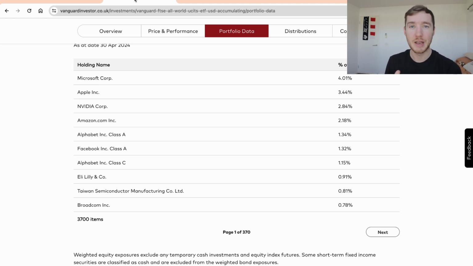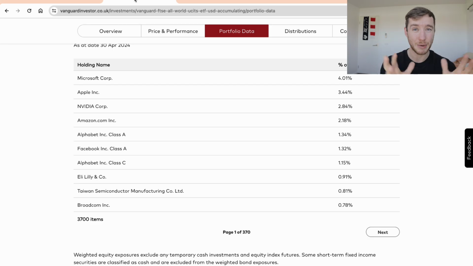So if those companies outperform compared to the rest of the world, which they have been, then the FTSE All World will deliver slightly higher returns compared to the FTSE Global All Cap. But if small cap stocks outperform compared to the rest of the world, then vice versa, the FTSE Global All Cap will do slightly better than the FTSE All World.